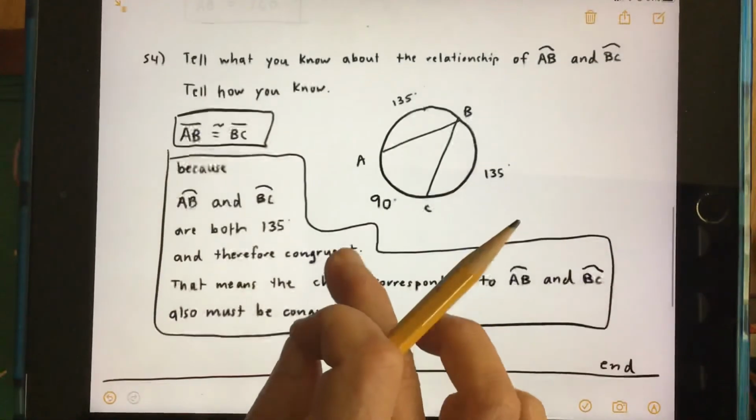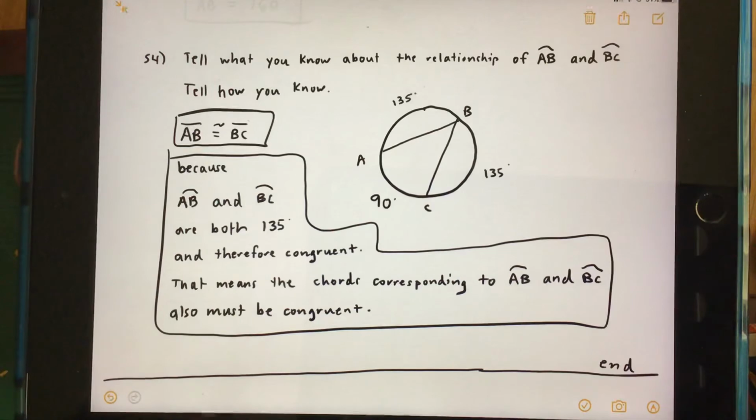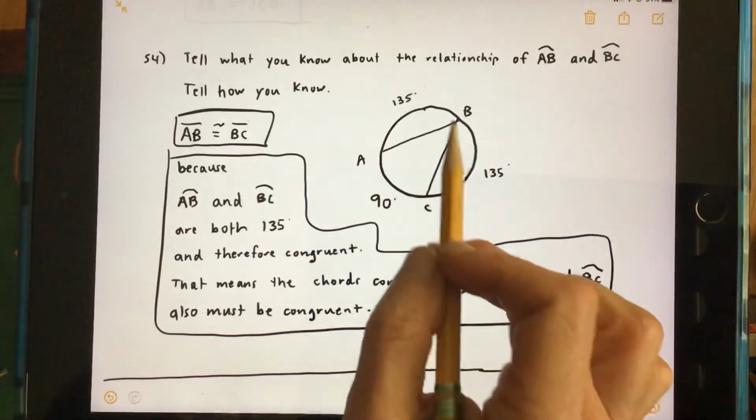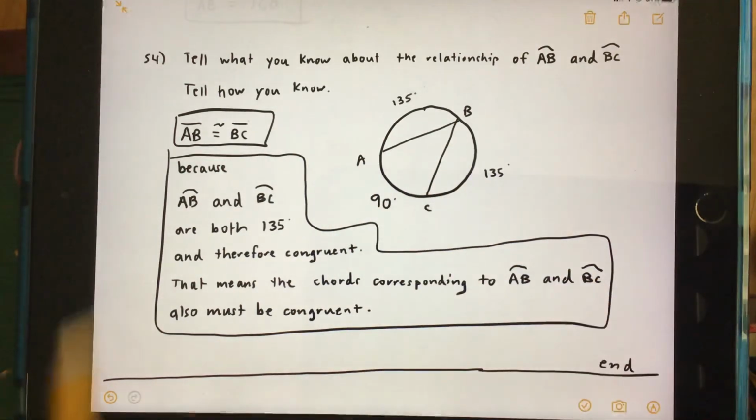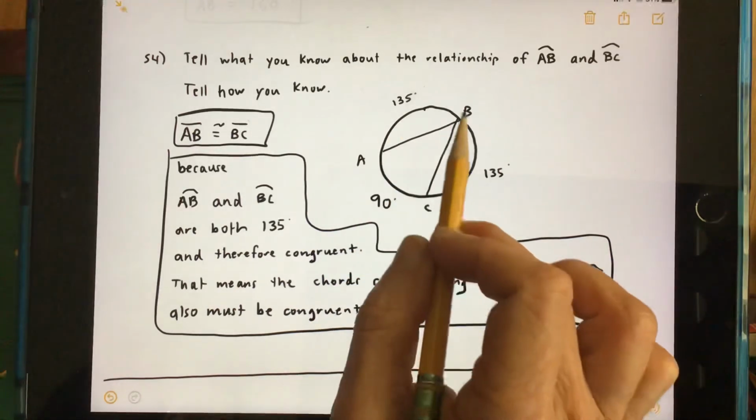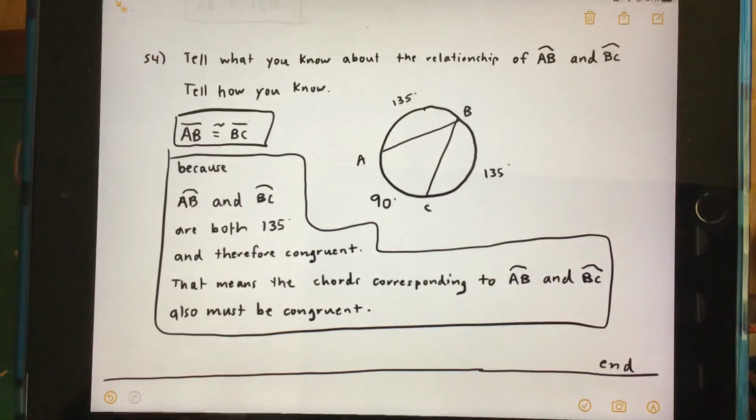Last sample. Last sample is to tell what you know about the relationship of arc AB and arc BC, and to tell how you know that information. Well, AB must be congruent to BC because arc AB and arc BC are both 135 degrees, and therefore those two arcs are in fact congruent. And that means that the chords that are corresponding to arc AB and BC must also be congruent.